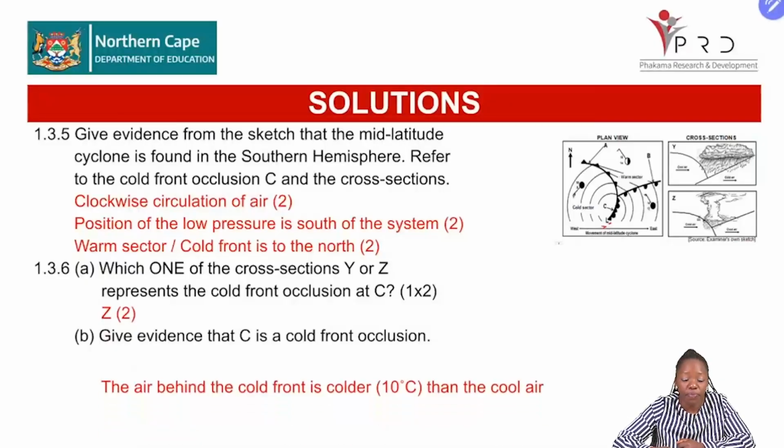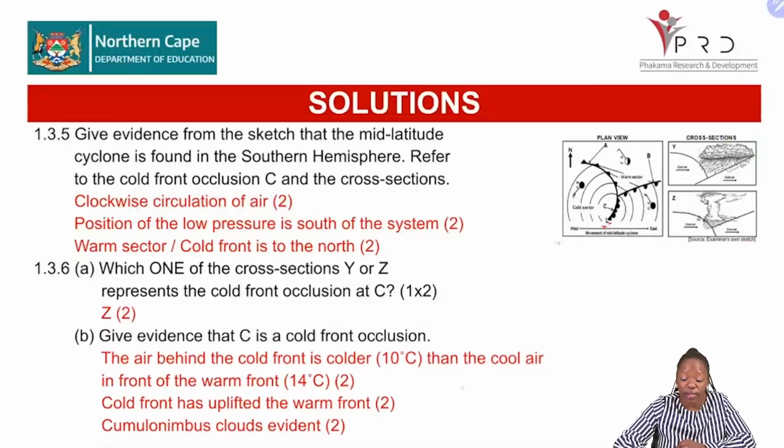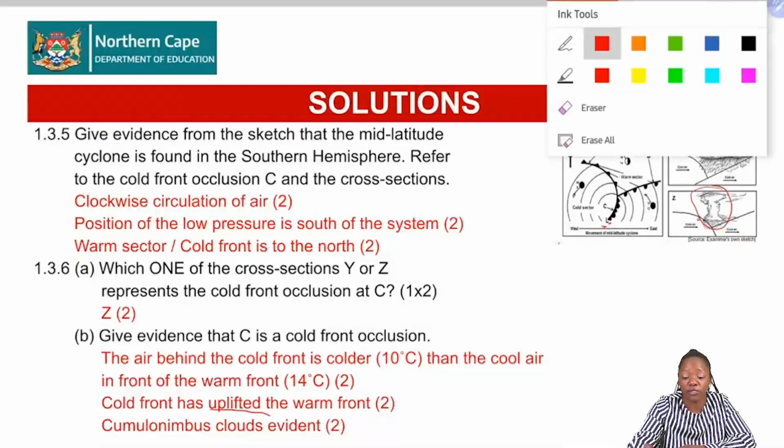Then number B, you give evidence that C is a cold front occlusion. The air behind the cold front is colder than the cooler air in front of the warm front. And also the cold front uplifts the warm front, and the cumulonimbus clouds are evident. Remember the cumulonimbus cloud there, it is evident. So therefore, that makes it evidence that indeed it is a cold front occlusion.